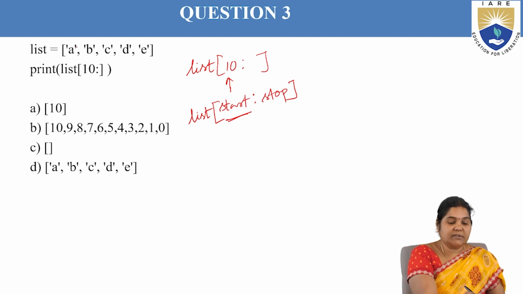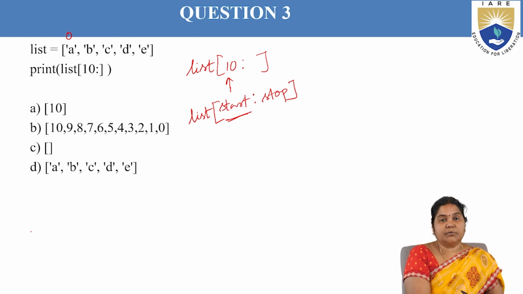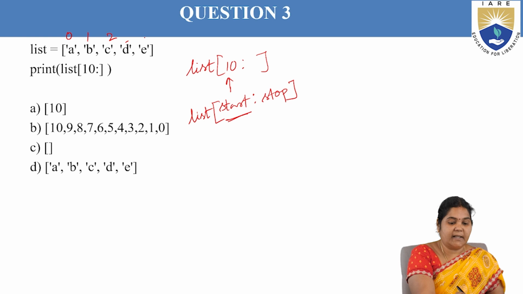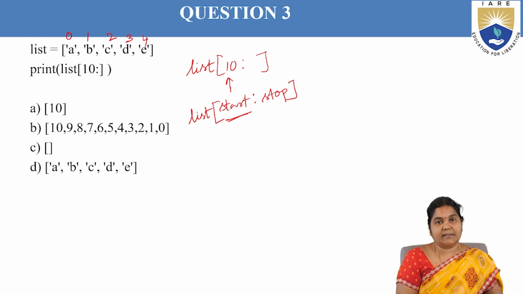In the original list, A is at the 0th index, B is at the first index, C is at the second index, then the third index and fourth index. So up to the fourth index we have characters. After that we don't have values in the list. But the question asks to print from the 10th index onwards. So what will be the answer?